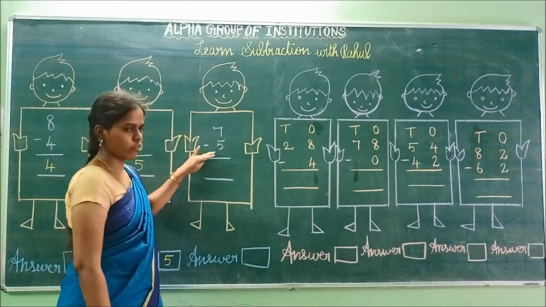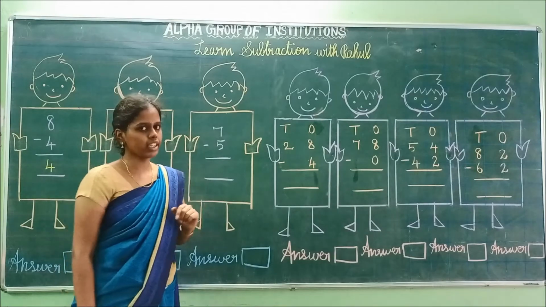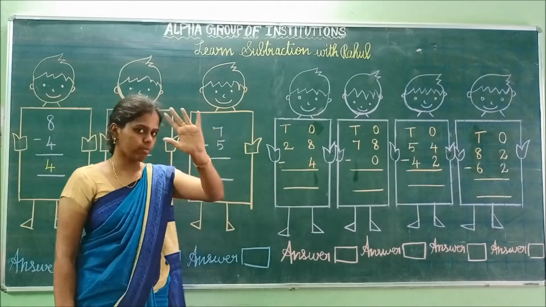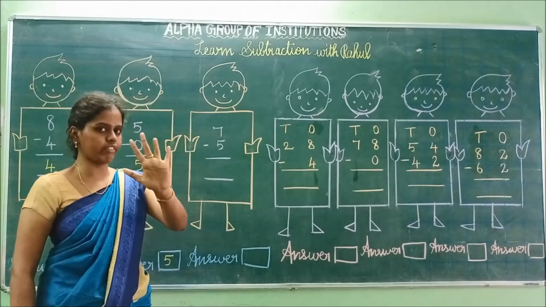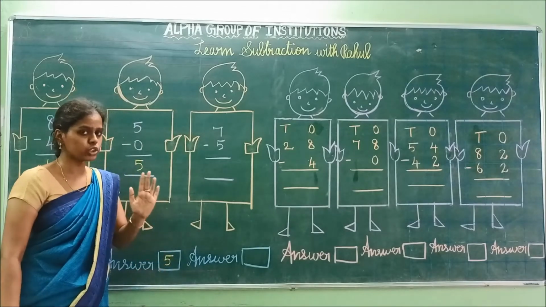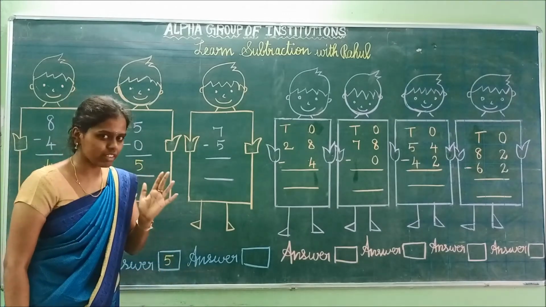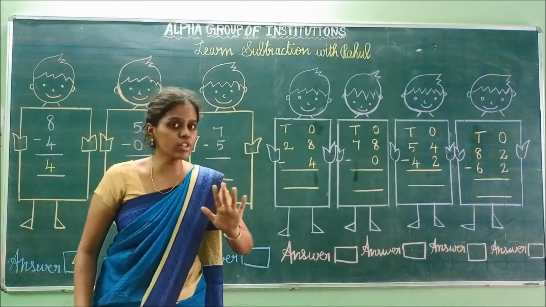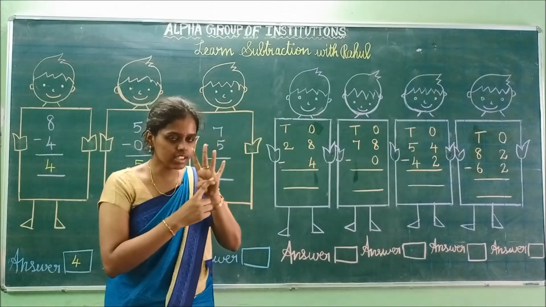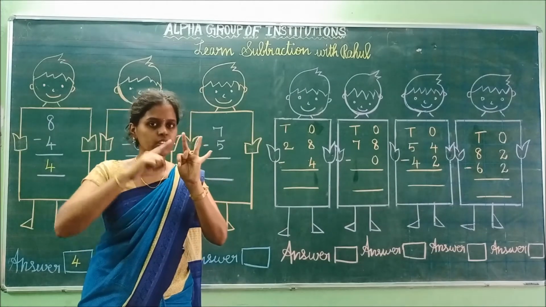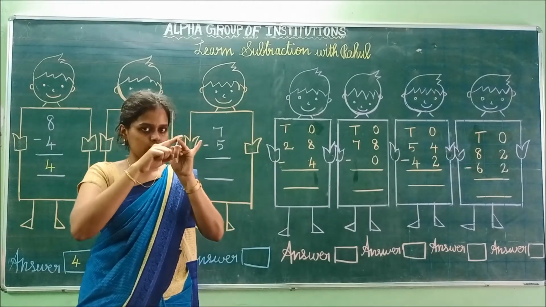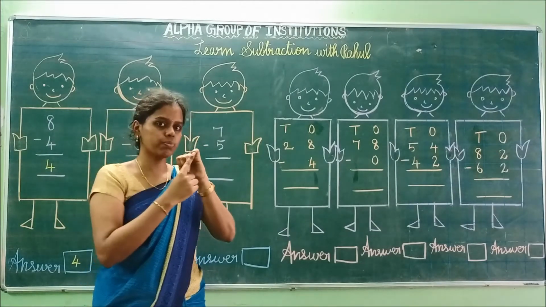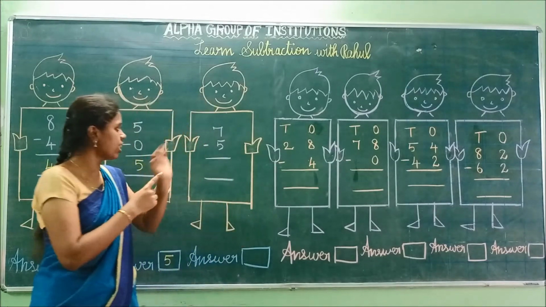7 minus 5. 7 in the mind, take 5 in the finger. Okay, 7 in the mind, take 5 in the finger. What should we do next? After 7? No, this is subtraction. So we should do before 7, 6, 5, 4, 3, 2. Okay, can you understand, children?